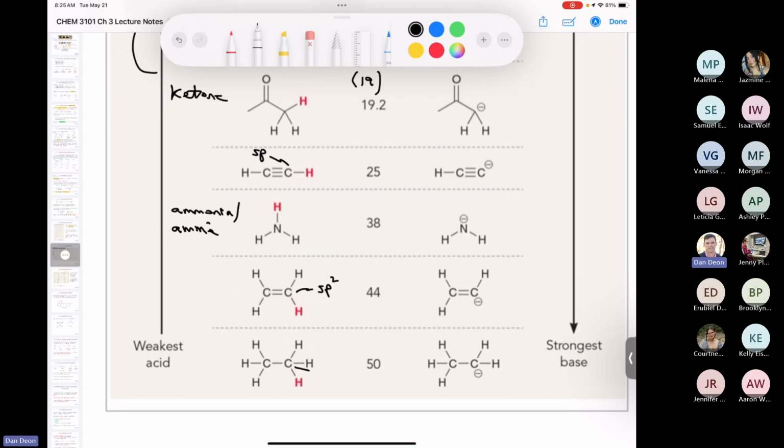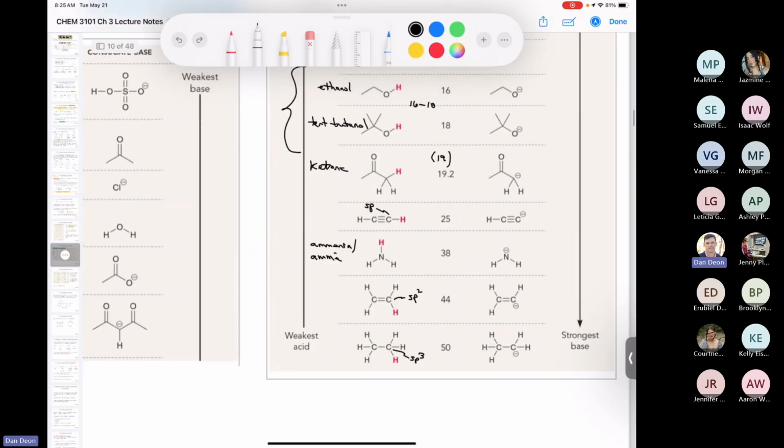And then you have a bond between an sp3. This is the most ubiquitous bond in all of organic chemistry, a bond between an sp3 hybridized carbon and a hydrogen, which is not acidic at all. But again, if you look at the conjugate base of an alkane, it's one of the strongest bases that there is.